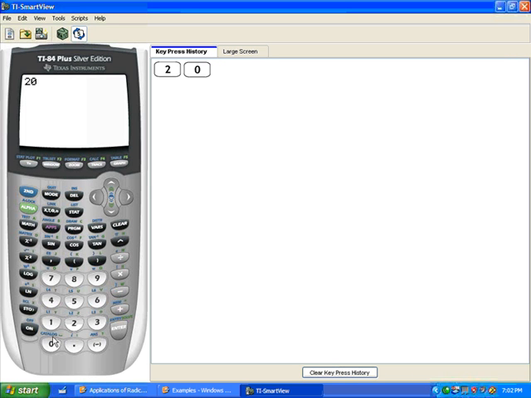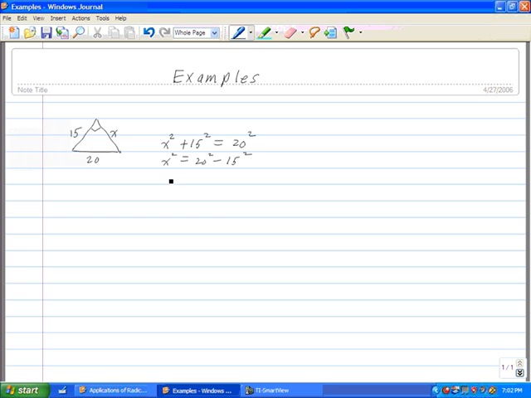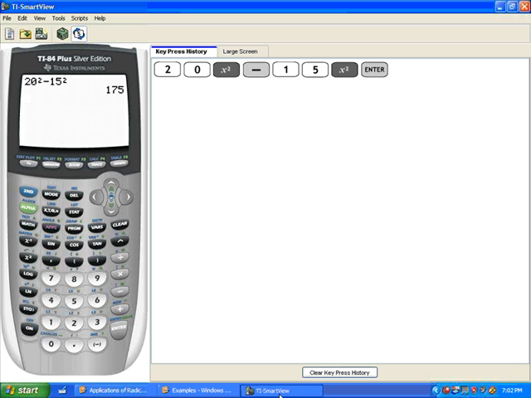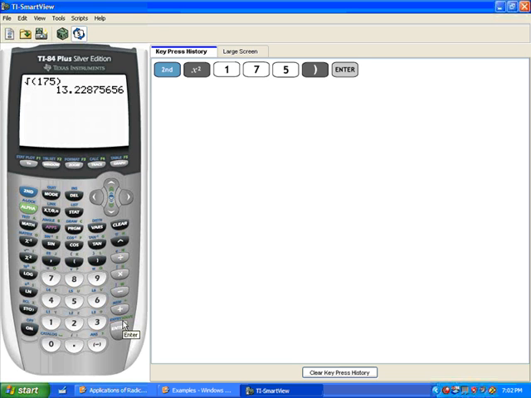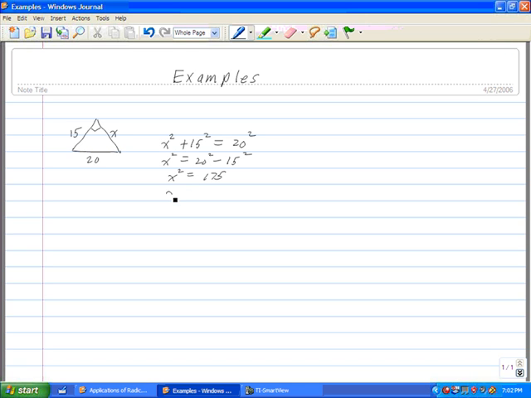20 squared minus 15 squared. It's going to be 175. So that means that x squared equals 175. Same thing as before now. I'll take the square root of the 175. Of course, I could have inserted the answer here. And that is 13.23 this time.